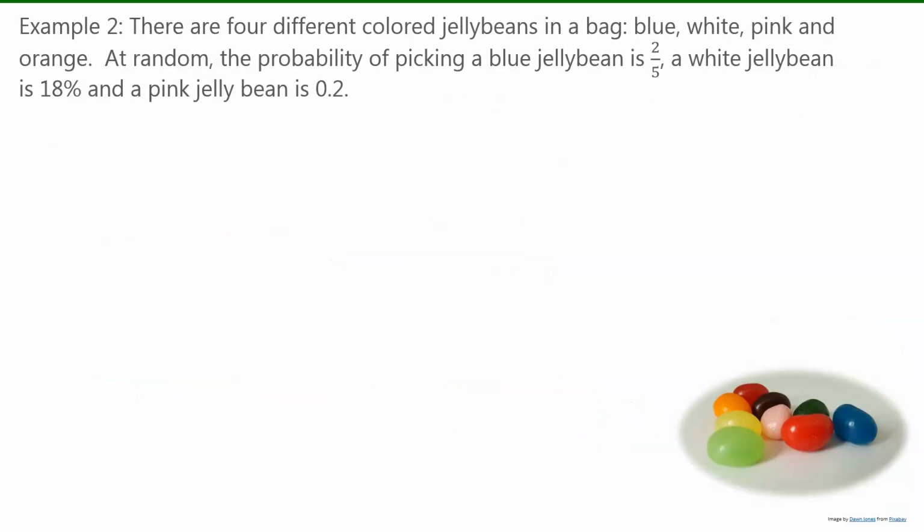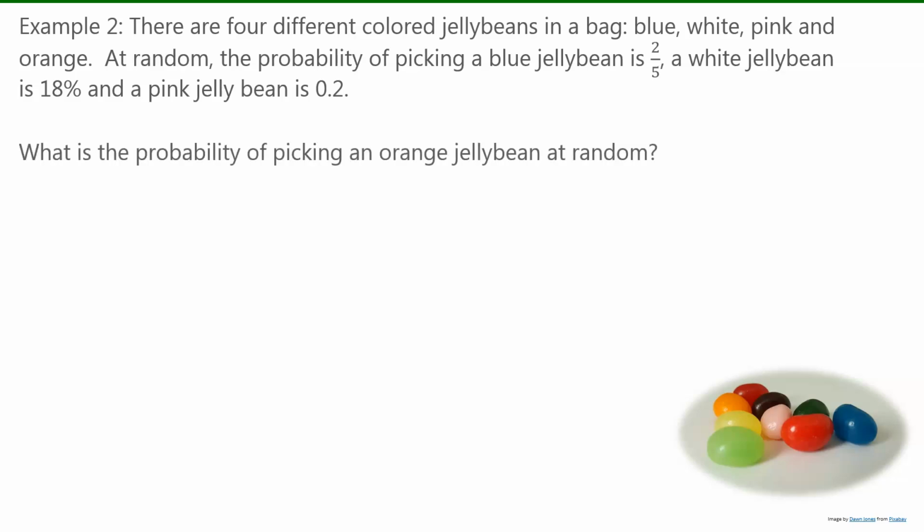Example 2. There are 4 different colored jelly beans in a bag: blue, white, pink, and orange. At random, the probability of picking a blue jelly bean is 2/5. A white jelly bean is 18%, and a pink jelly bean is 0.2. What is the probability of picking an orange jelly bean at random?